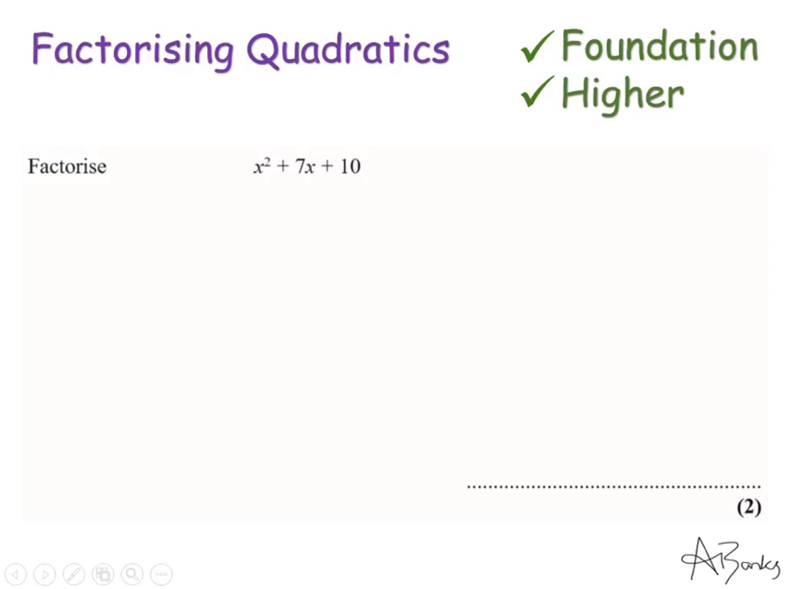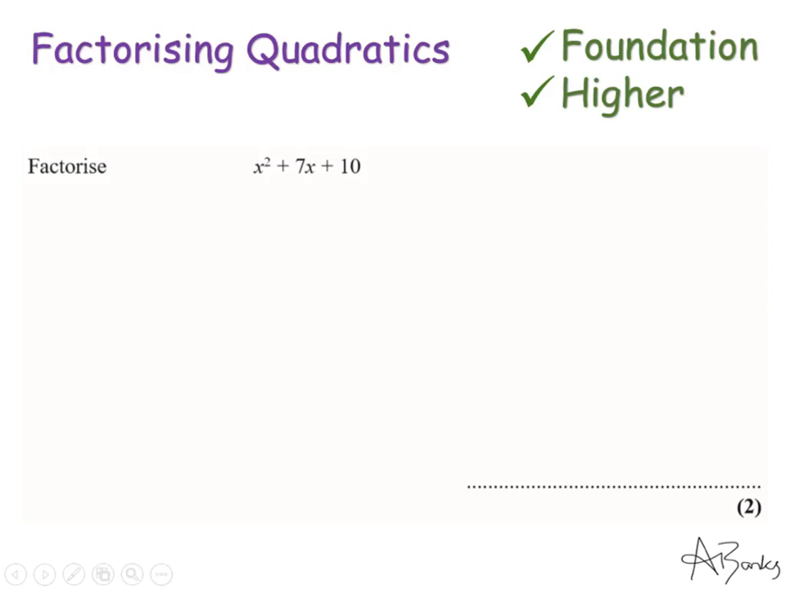So factorising quadratics, like the one I have here in my example, is similar to factorising single brackets. I'm aiming to put it back into brackets, but this time it's going to be double brackets, because when I expand double brackets, that's when I get a quadratic like the one here. So I need to factorise this.